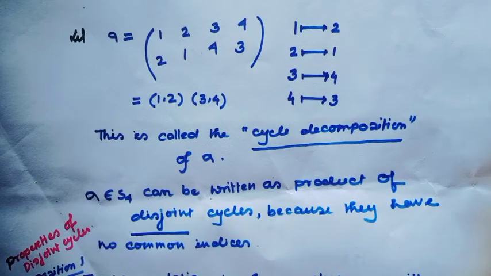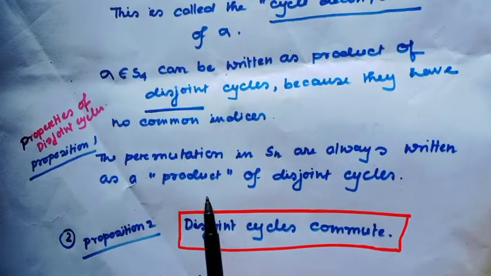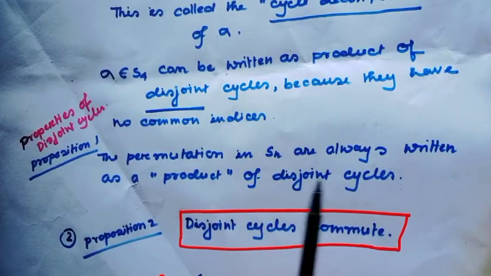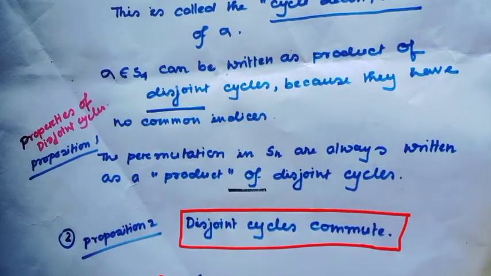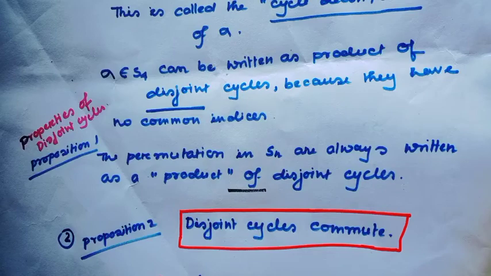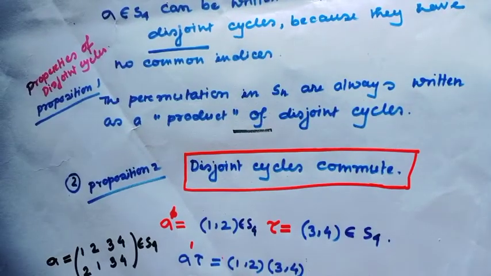So from this there exists a result: every permutation in Sn can always be written as a product of disjoint cycles. Are you getting what a disjoint cycle is? Another property of disjoint cycles is that disjoint cycles always commute.